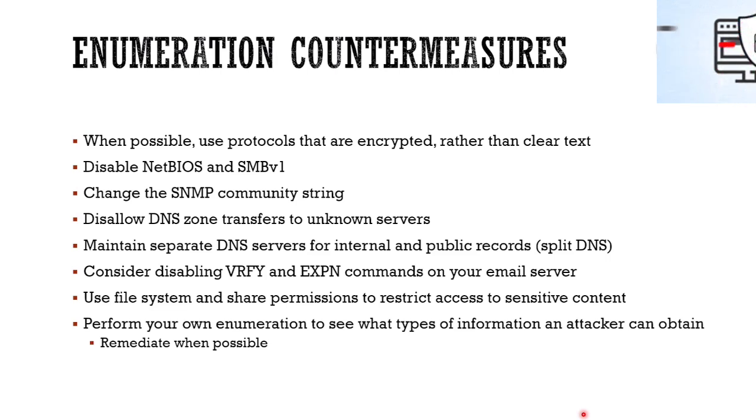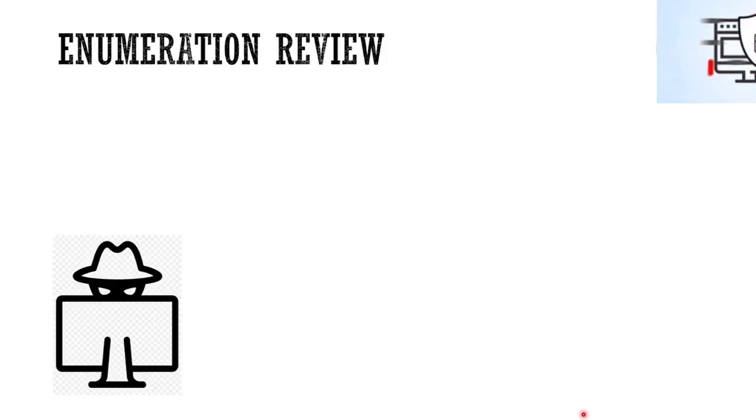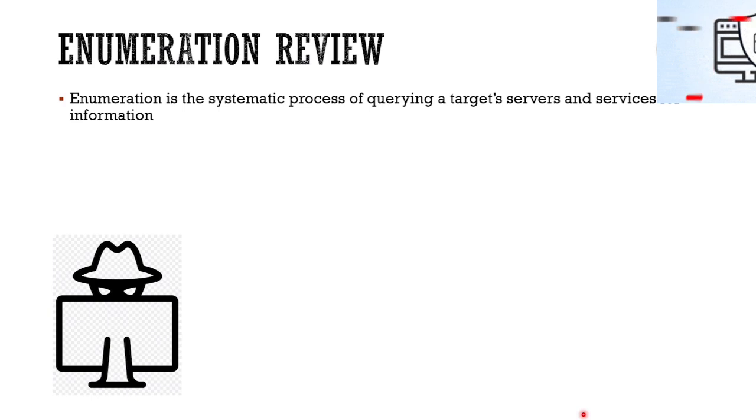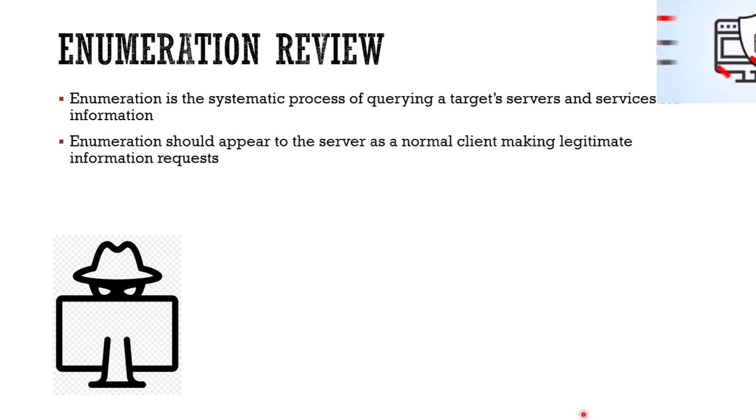Let's review the key points. Enumeration is a systematic process of querying devices and systems and servers for information, more than just port scanning. We want information from that system. The key is that it looks like a normal client request. It does not look out of the ordinary. Even if you're using special tools, from the target's perspective, it looks like just legitimate client requests for information. Nothing to arouse any alarms.